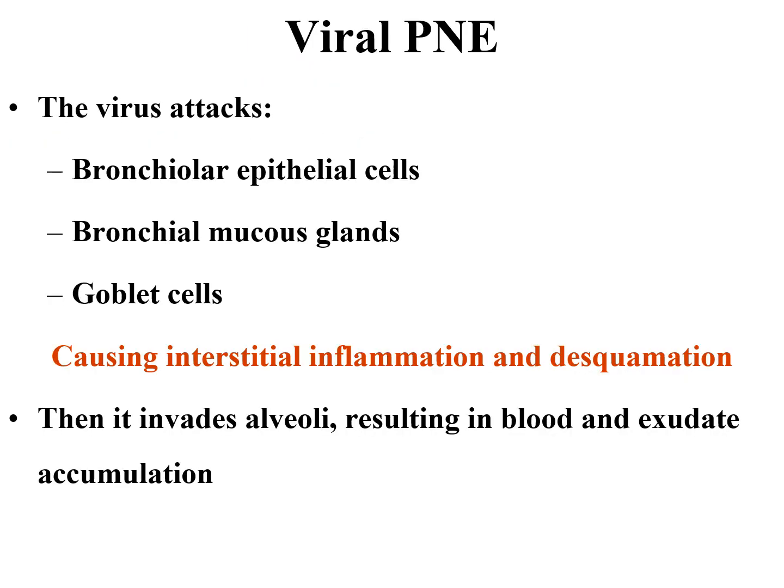We can also wind up having viral pneumonia. And what winds up happening is that the virus attacks the bronchiolar epithelial cells, bronchial mucus glands, as well as goblet cells, causing interstitial inflammation as well as desquamation. So an eroding away of those different layers. It then winds up invading the alveoli, resulting in blood and, once again, exudate accumulation. So you wind up losing that full tennis ball court surface area that you once had, resulting in a decreased amount of surface area where gas exchange can take place.